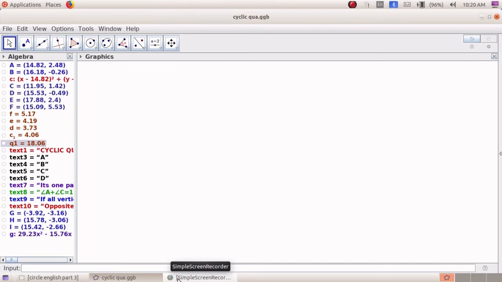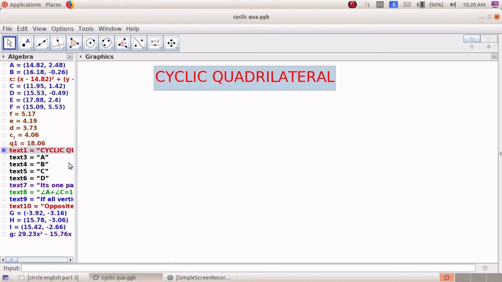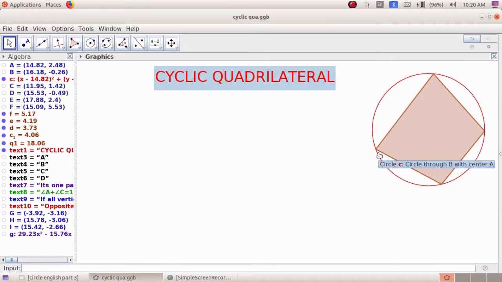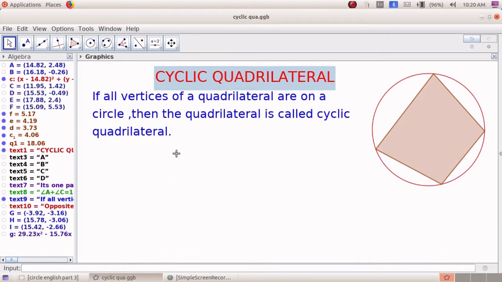A cyclic quadrilateral. If all the vertices of a quadrilateral are on a circle, we call the quadrilateral a cyclic quadrilateral. See the figure. Here, the quadrilateral has all its vertices on a circle. We call the quadrilateral a cyclic quadrilateral. Hence, let us define a cyclic quadrilateral like this. You can write this down: if all vertices of a quadrilateral are on a circle, then the quadrilateral is called a cyclic quadrilateral.